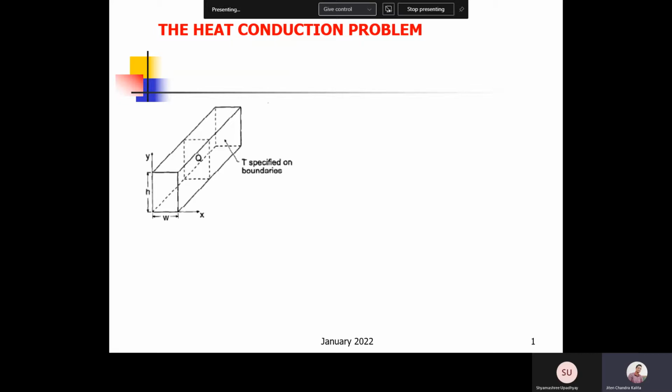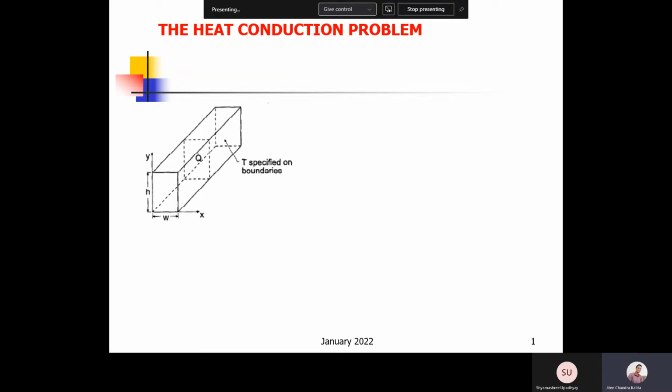You see here, it is the picture of a metallic bar. So what is being done here? I'm interested in the temperature distribution at all the points of that metallic bar.